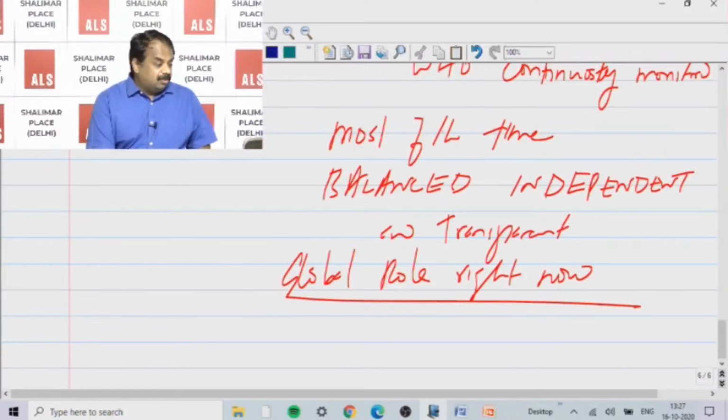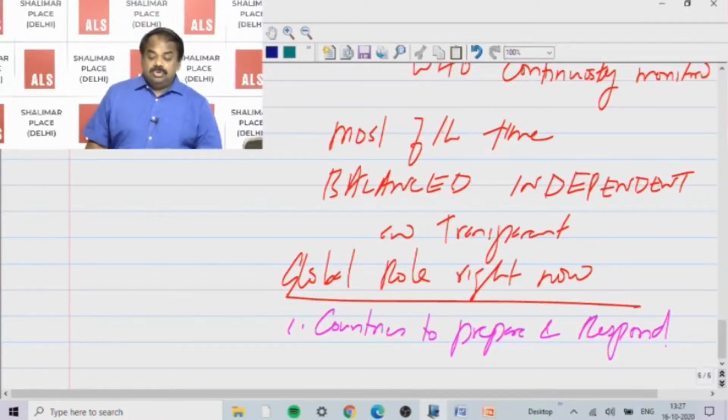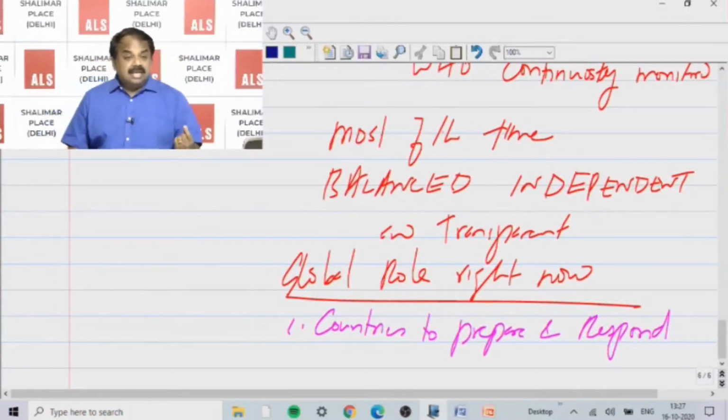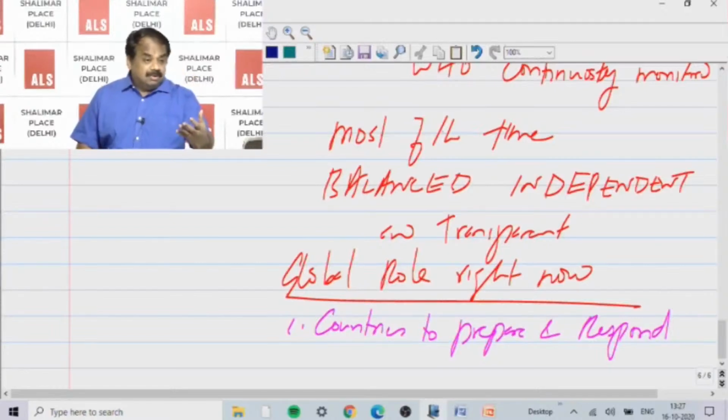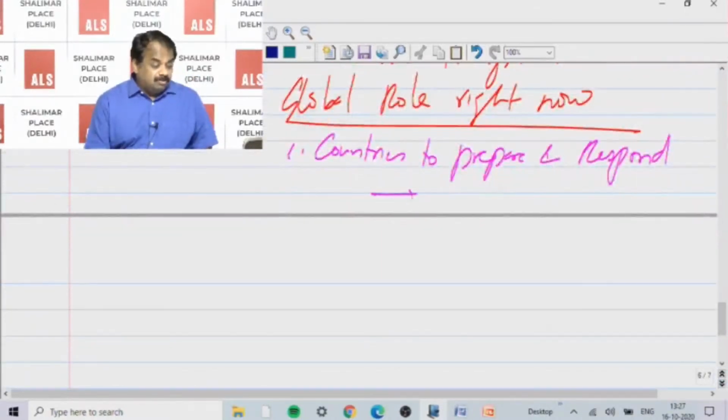What is the global role of WHO right now? Number one is helping countries to prepare and respond. To ensure that the patients are getting the right kind of protocol, WHO is coming up with the right kind of protocol. What should be the protocol for a patient?